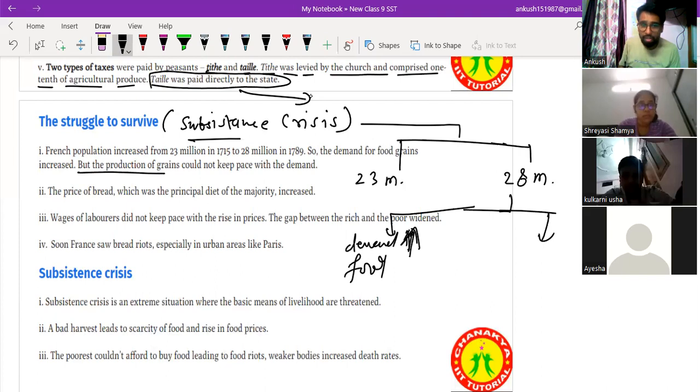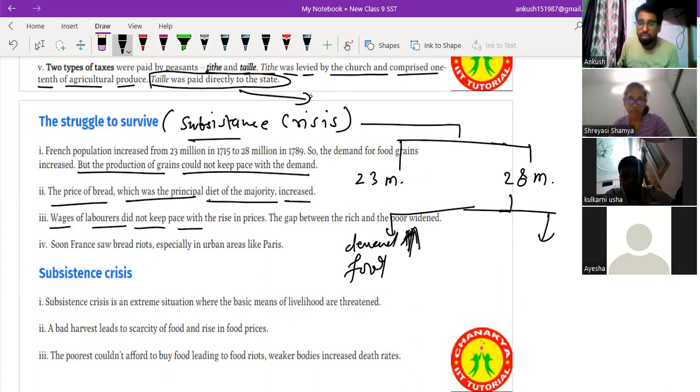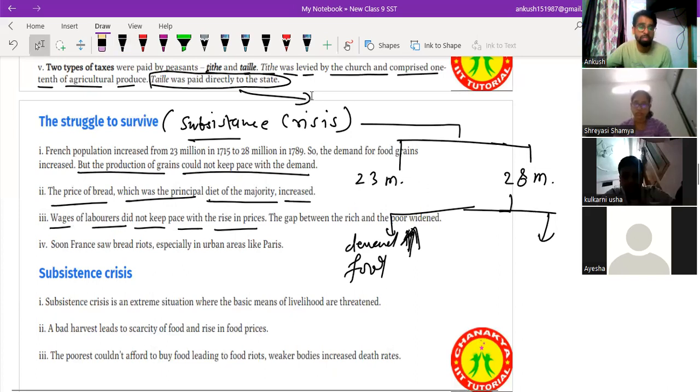The production of grains could not keep pace with the demand. The price of bread, which was the principal diet of the majority, increased. Wages of laborers did not keep pace with the rise in prices. Actually, the clergy and nobles were okay. Businessmen, merchants, lawyers, officials, they were getting the money in this or that way. But what about the peasants, landless laborers, and the servants? They were totally depending upon work for their food. And they saw a situation where they were not getting the food at all, as the prices were rising day by day, but the food grains were not reached by the third estate people, especially the peasants, landless laborers and servants. The gap between the rich and the poor widened.